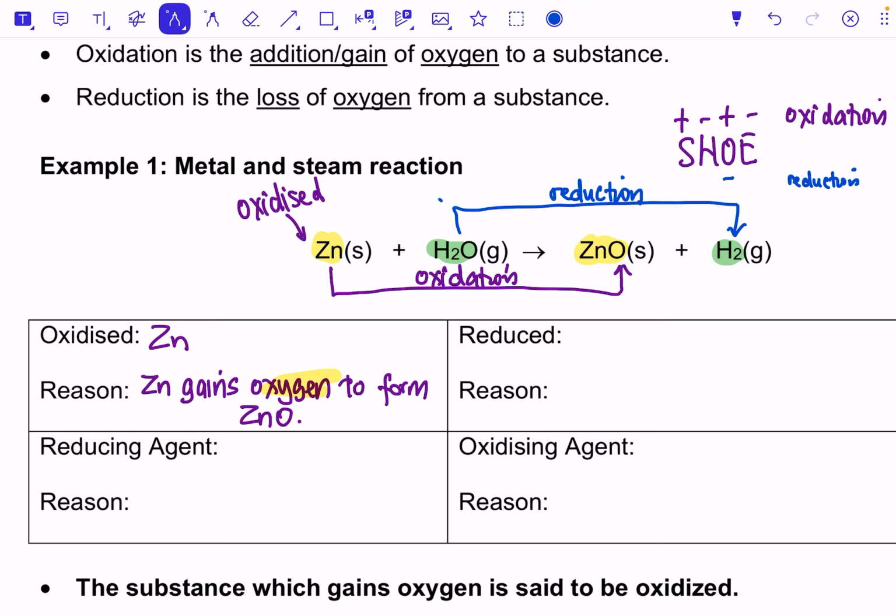So, just English word, I can also say that H2O is being reduced. Correct? It undergoes a reduction. It is also being reduced. So here you write down H2O. Reason, because H2O loses oxygen to form H2.